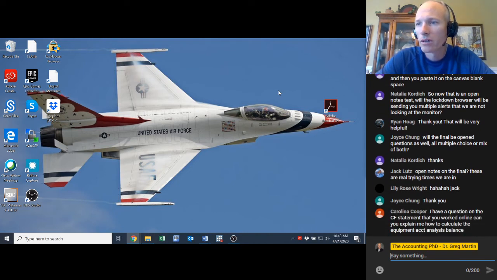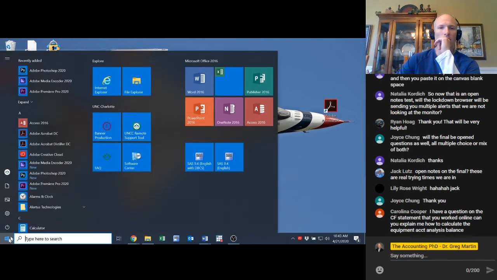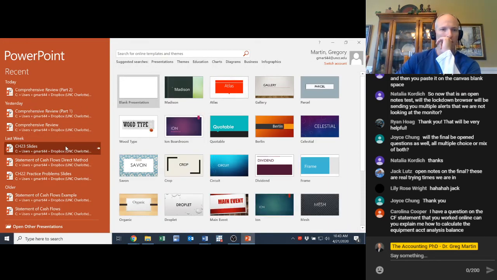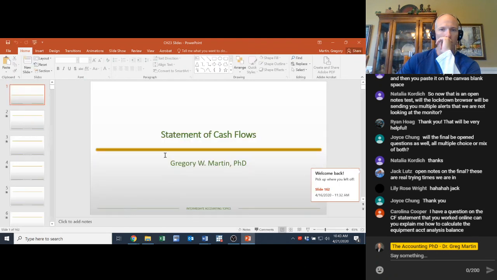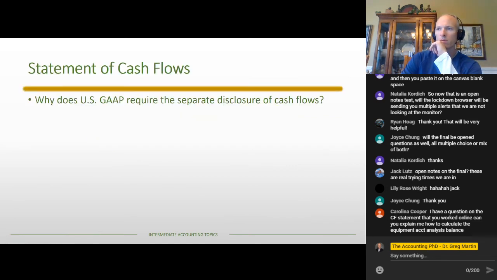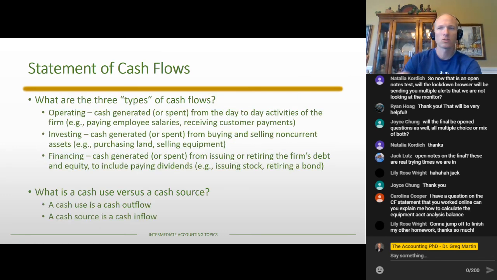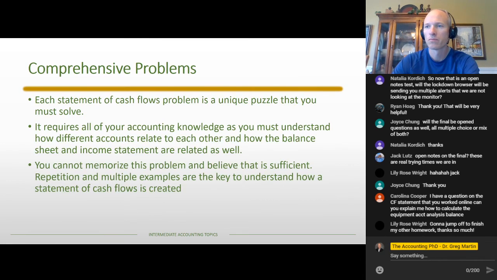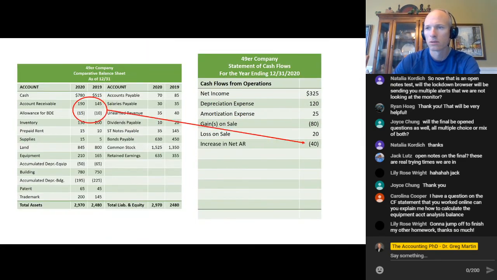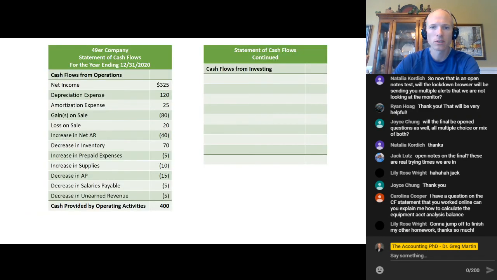So Carolina asks how you calculate the equipment account analysis balance. Let me see. All right, let's go to the equipment. Let me see here. So the equipment account analysis.